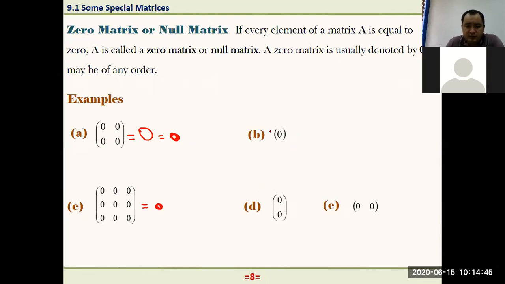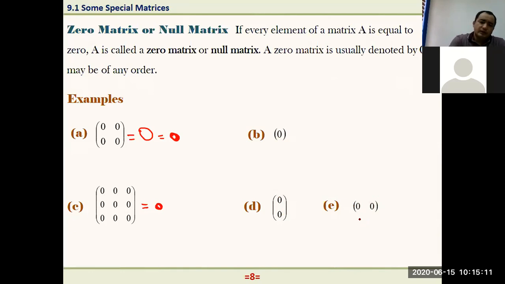This is also another example of a zero matrix because it's 1 by 1. All the entries are equal to 0. That's why this is a zero matrix. It is a column matrix. All the entries are 0. That's why we call this a zero matrix. All the entries are equal to 0. That's why this is also an example of a zero matrix. Simply, a zero matrix or null matrix is the one whose entries are all equal to 0.